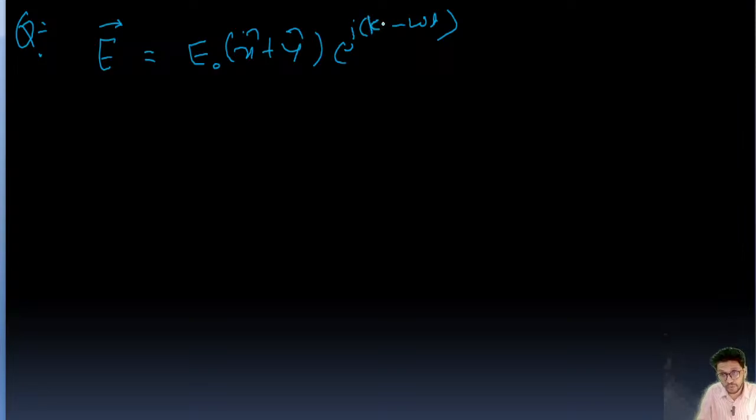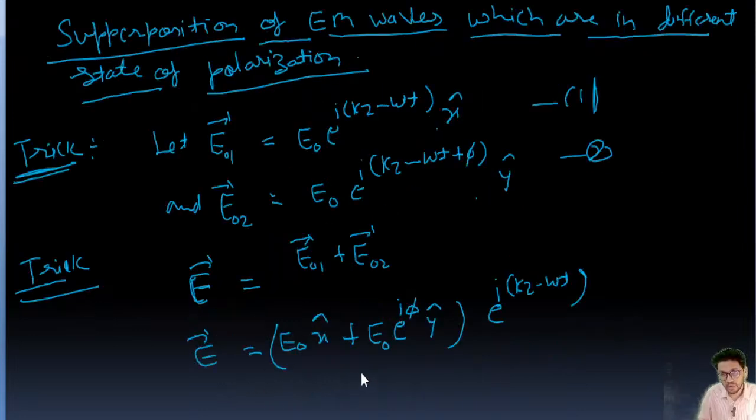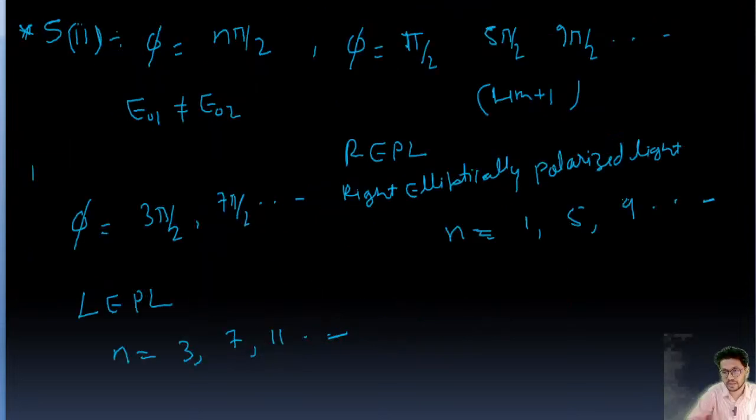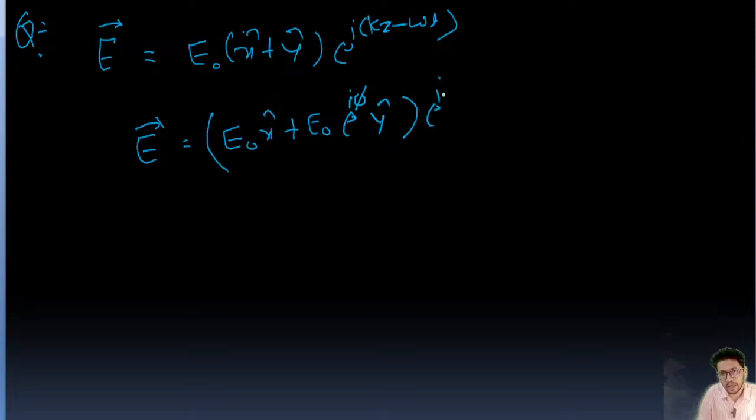So how do we find this? With this trick which I'm going to explain, we'll compare this with the general equation. We have E0 x cap and E0 y cap. So we'll write the general equation for the total electric field first so that we can compare: E equal to E0 x cap plus E0 e to the power iota phi y cap, into e to the power iota (kz minus omega t). This equation.